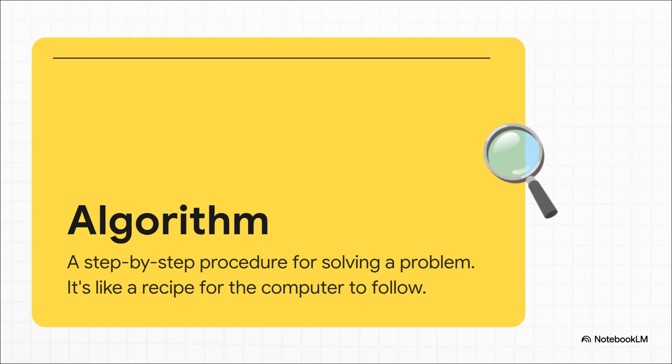And that plan has a name, an algorithm. Think of it as a very precise step-by-step recipe that you design to solve one specific problem. Whether it's sorting a list of names or finding the fastest route home, the algorithm is the clear set of instructions the computer is going to follow to get the job done.